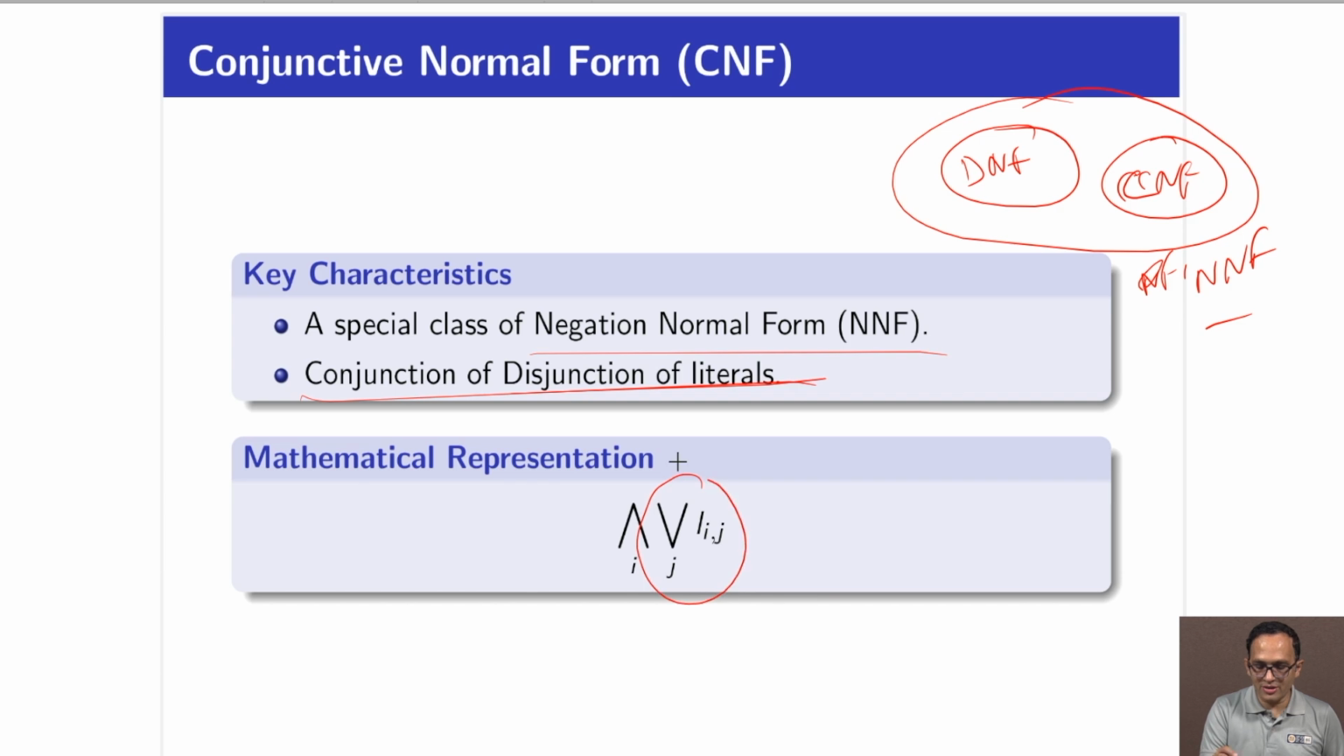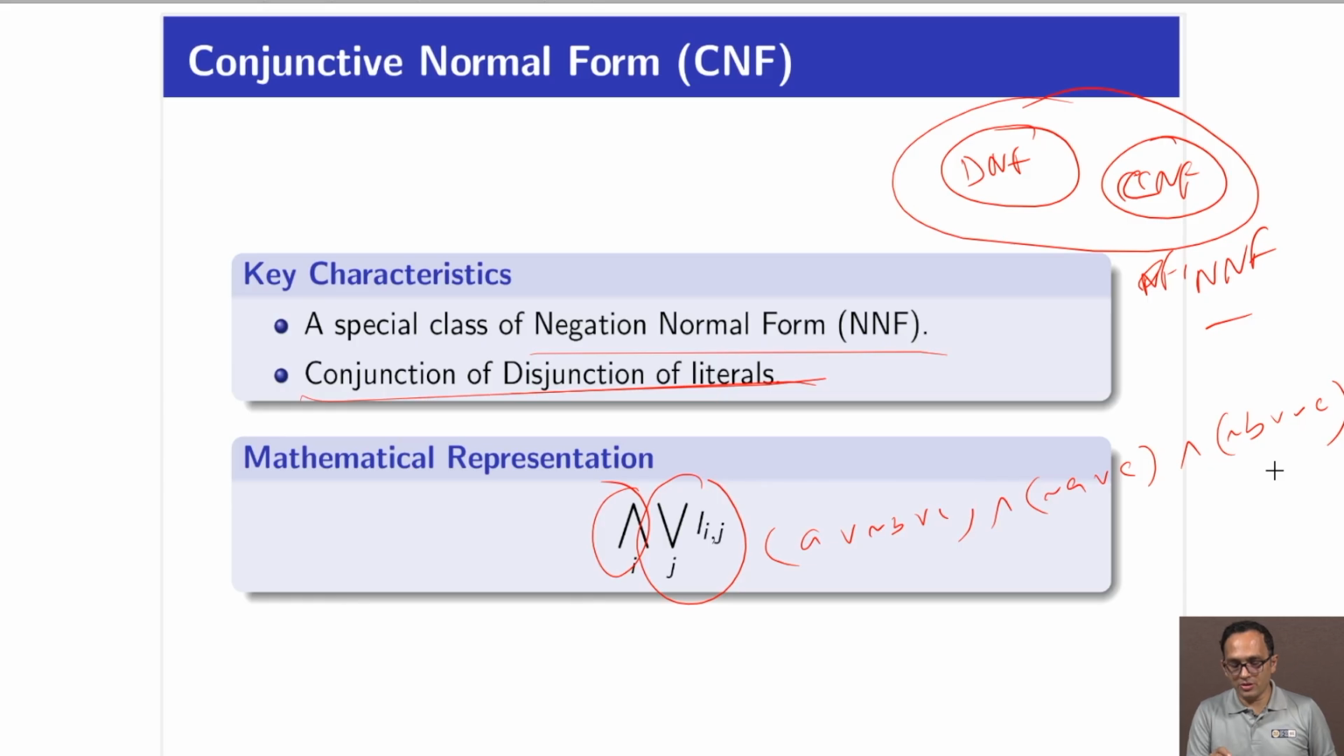So, you can think about A or not B or C. This is a disjunction of literals. This is clause 1 and they are connected by and, right. Then you have not A or C and not B or not C and so on. So, this is clause 1, this is clause 2, this is clause 3 and you can have multiple clauses. So, each of the clauses is a disjunction of literals and they are connected by conjunction. This is just the opposite of DNF.